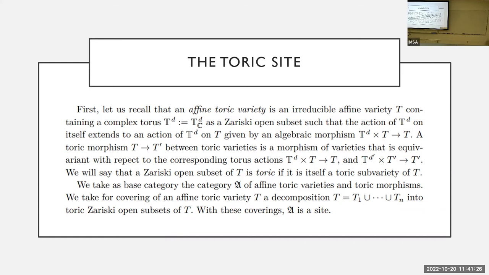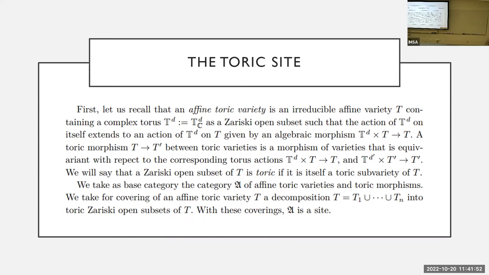So far, so good. A toric morphism between toric varieties is a morphism of varieties that is equivariant with respect to the corresponding torus actions. We'll say that a Zariski open subset of T is toric if it is itself a toric subvariety of T. It's okay. And we could even define some motivic rings and things like that.